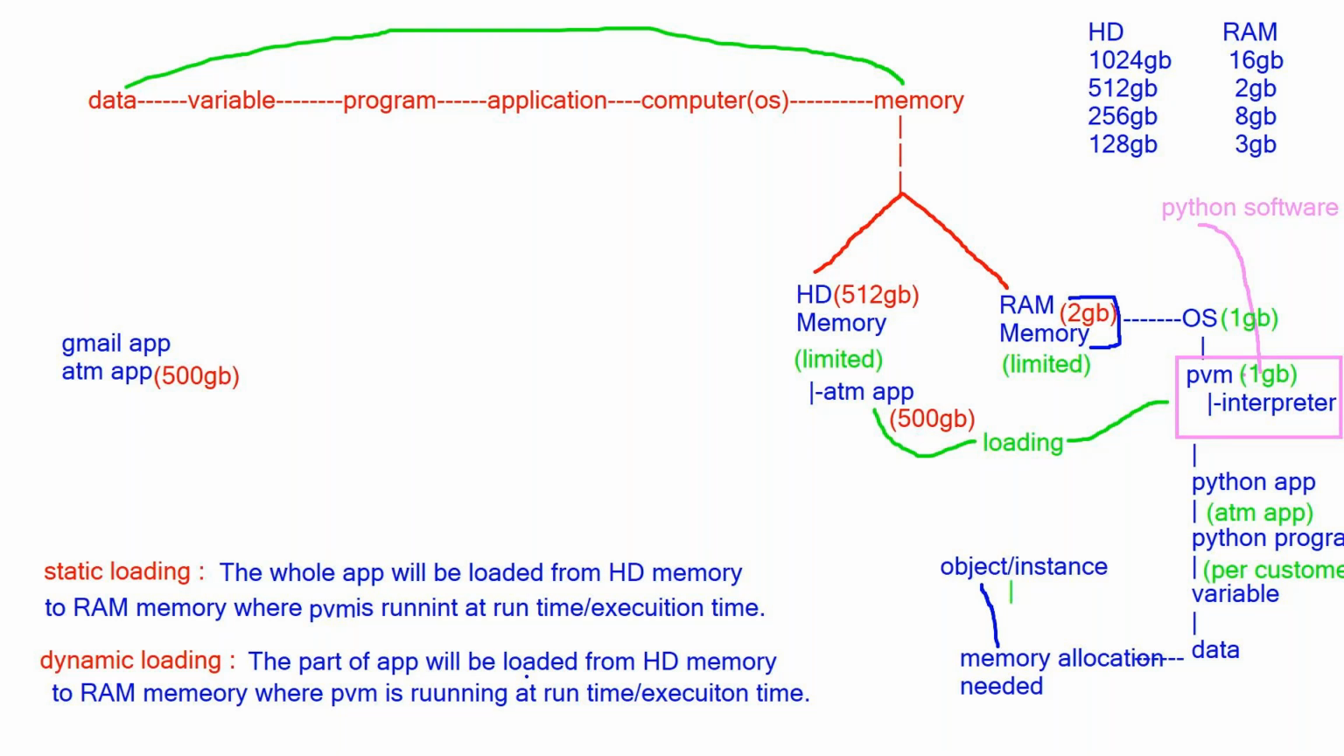In your program, if x equals 10, then for allocating memory for the 10, memory will be reserved on the name of whom? The variable x. So this object or instance will be created on the name of the variable at runtime or execution time by the Python virtual machine. So are you clear up to here?